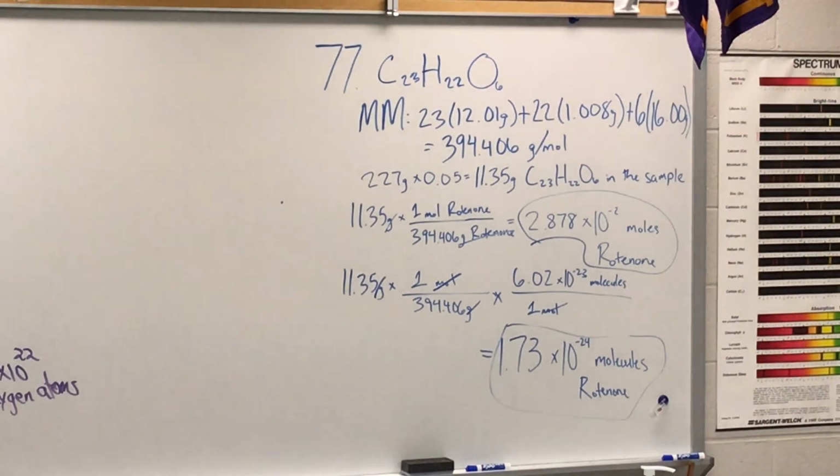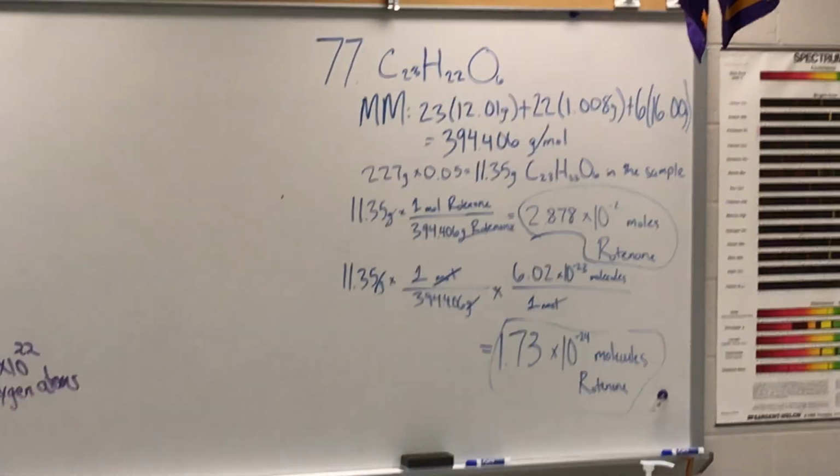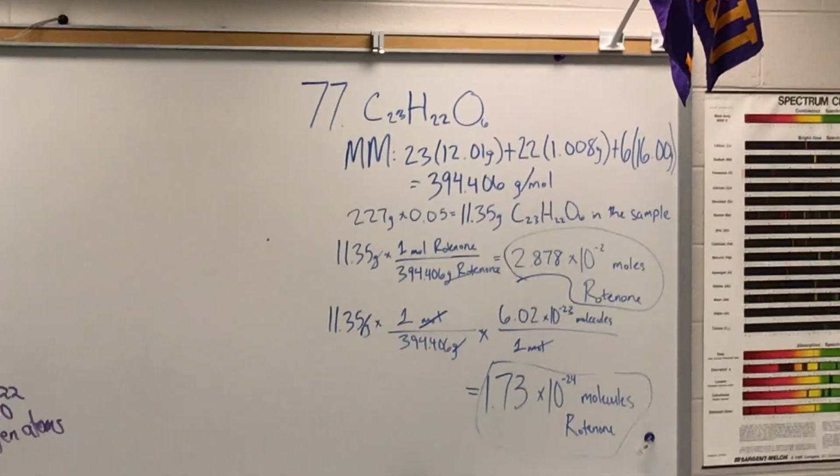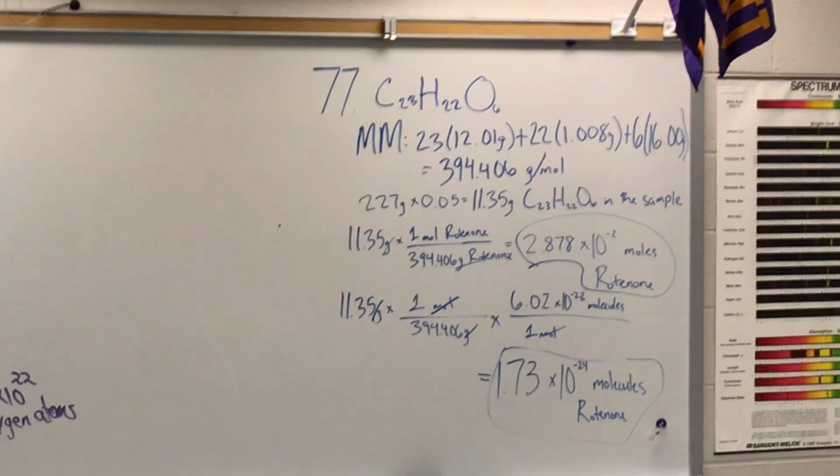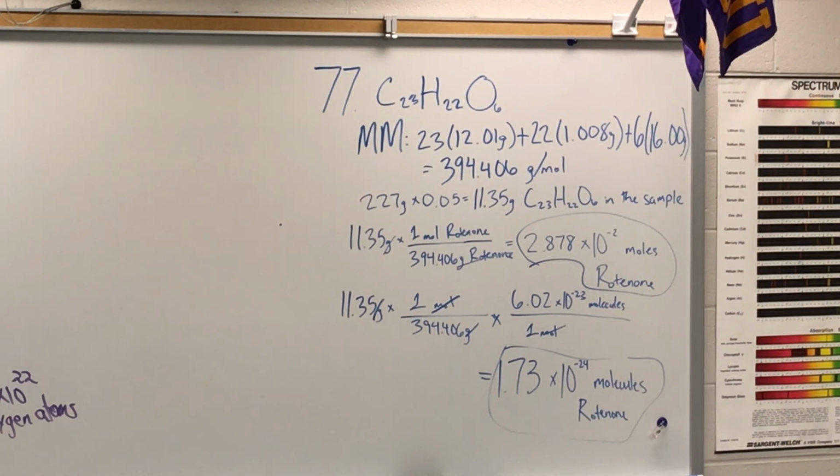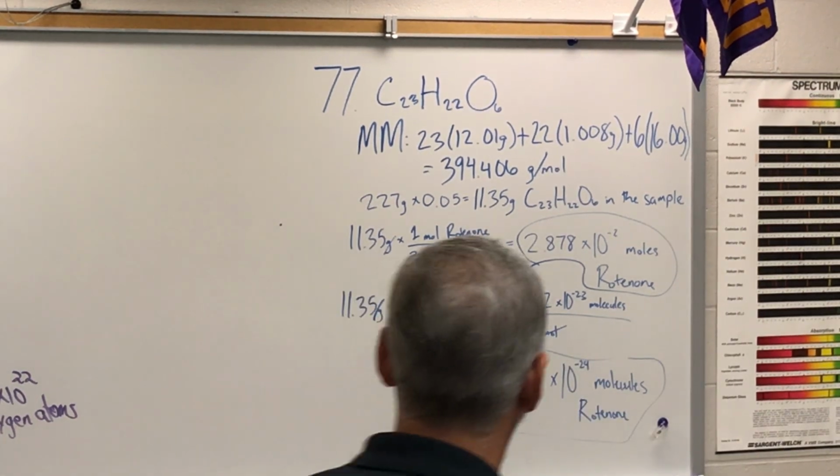Okay? So when we look at number 77, number 77 looks pretty good to me. Does everybody agree with these numbers? Okay? We calculated the molar mass of that thing, rotenone, but only 5% of it was actually rotenone, so multiply the given 227 grams times the 0.05, so you have 11.35 grams of rotenone. Divide that by the molar mass to get how many moles, and then multiply that mole value by Avogadro's number to get molecules.